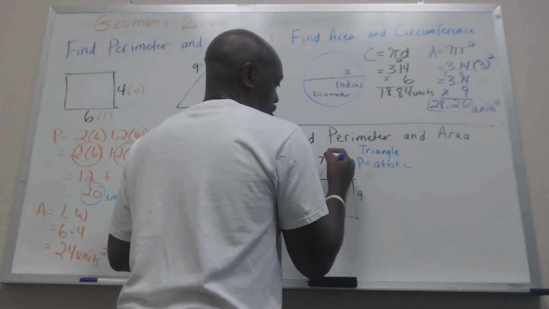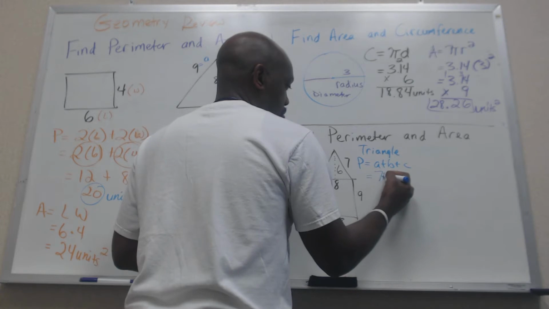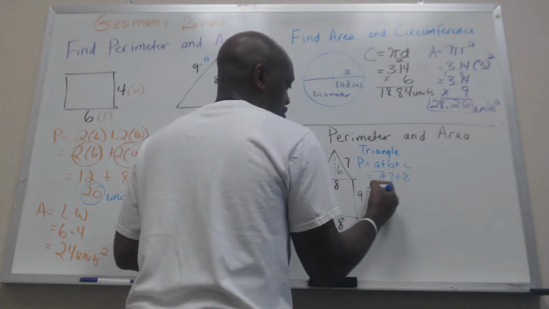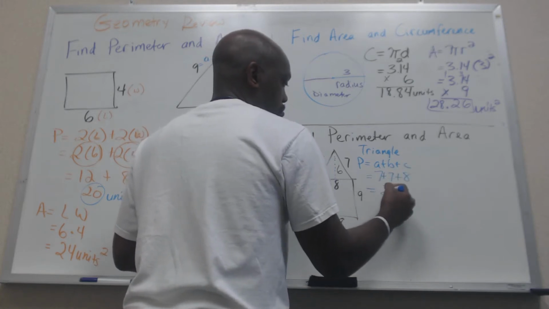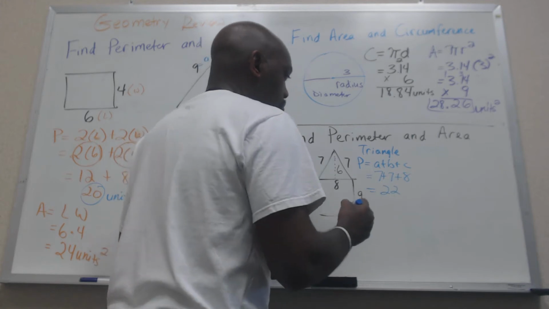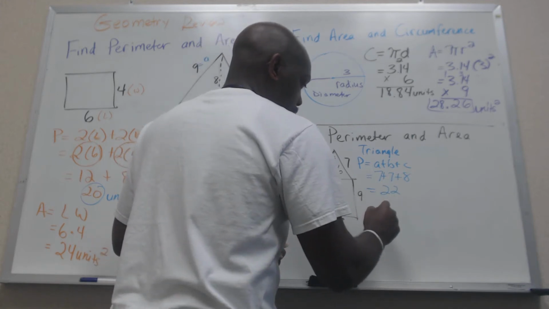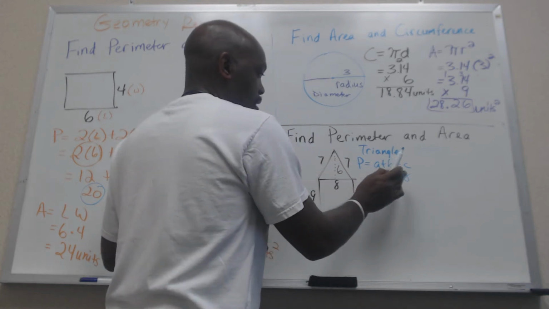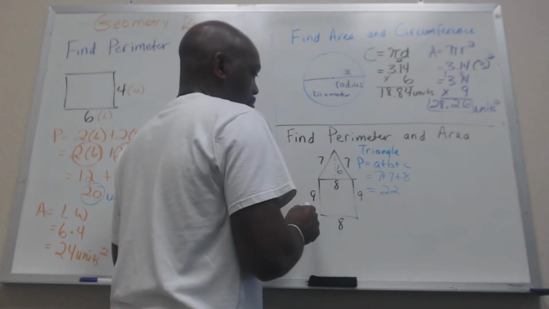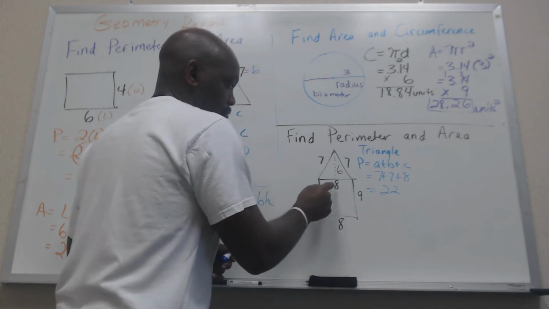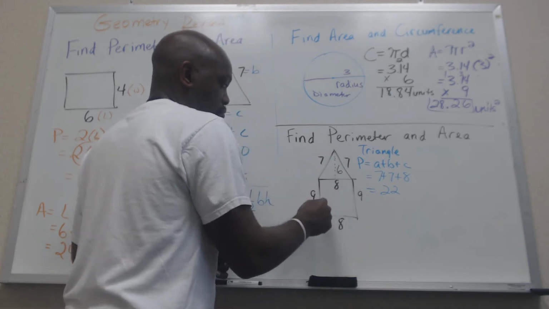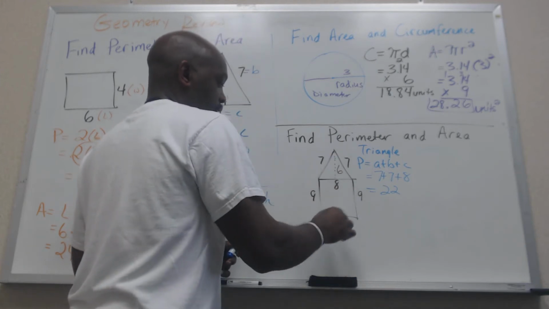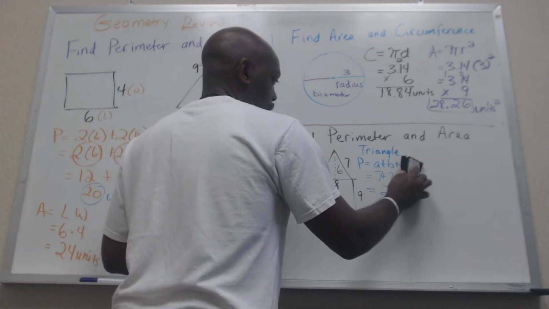And so that's 7 plus 7 plus 8. 14 plus 8 is 22. Well, matter of fact, I didn't even have to add that 8, because I just want to know the perimeter of the outside of the figure. Okay.